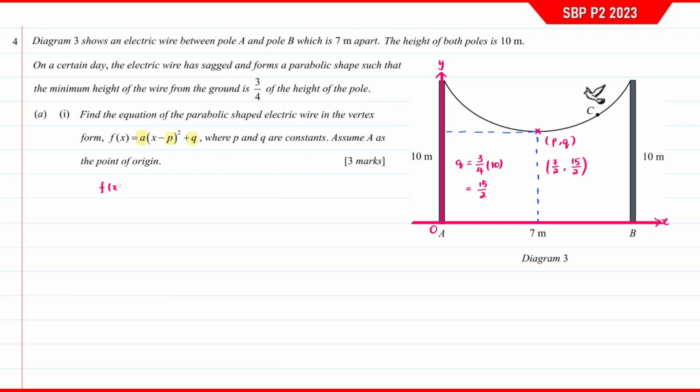So now the equation of the vertex form will be a bracket x minus 7 over 2 squared plus 15 over 2. To find the a, we need to substitute the f(x) and the x with the coordinates that we know on the curve. So here the y is equal to f(x). One of the coordinates that we know will be the y-intercept here, which is (0, 10). So here the f(x), we're going to substitute it with 10 and the x with 0.